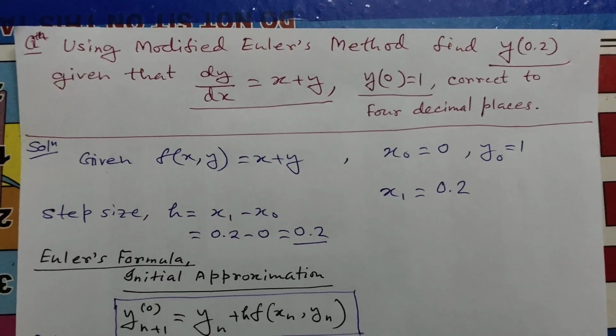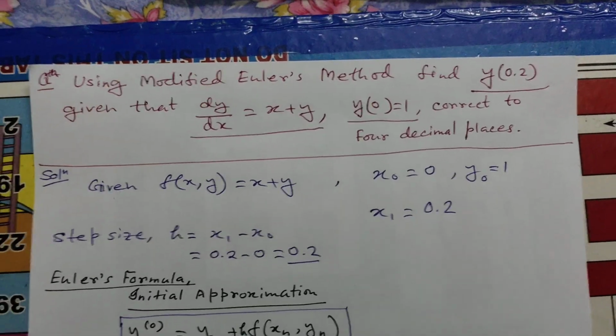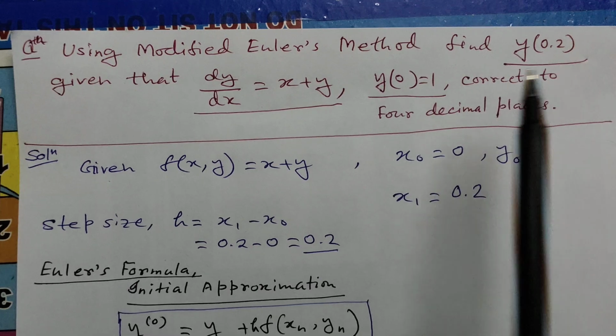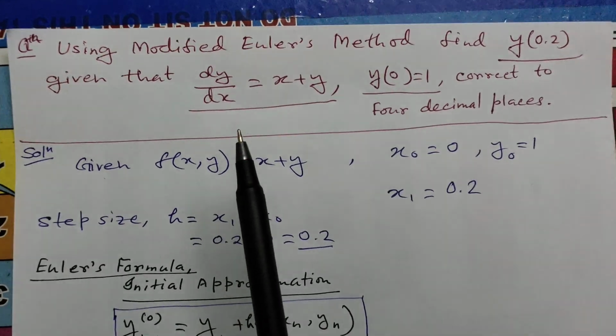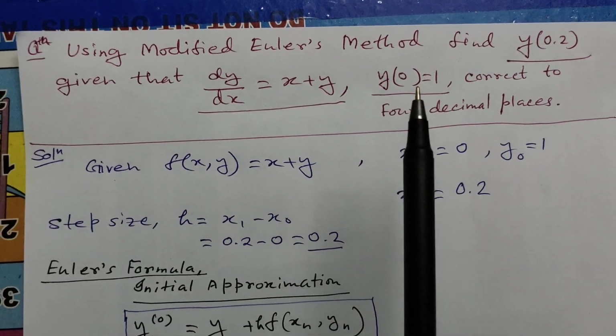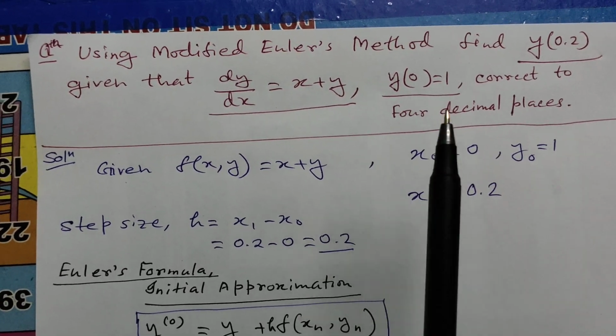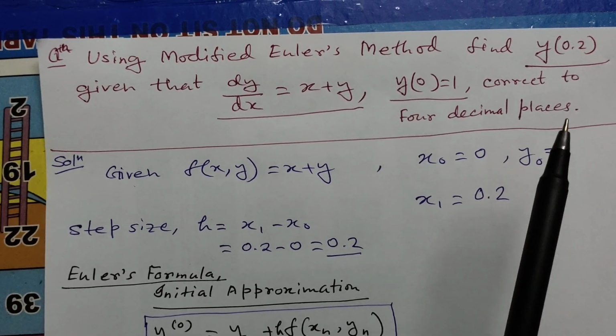Now let us discuss this with one example so that you can understand it in an easier way. Using modified Euler's method, find y(0.2) given that dy/dx equals x plus y, y(0) equals 1, correct to 4 decimal places.